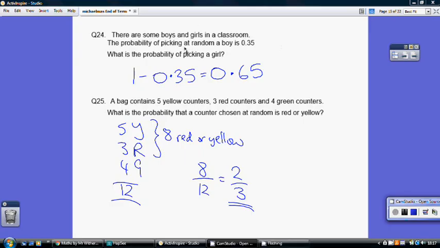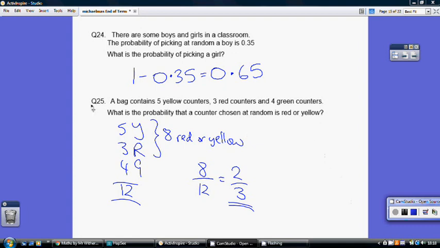Question 24. Some boys and girls in a classroom. The probability of picking at random a boy is 0.35. What is the probability of picking a girl? Well, the probabilities have to add up to 1. So if part of it is 0.35, the other bit must be the bit needed to take you up to 1. So to work this out, we do 1 take away 0.35, and that gives us 0.65.